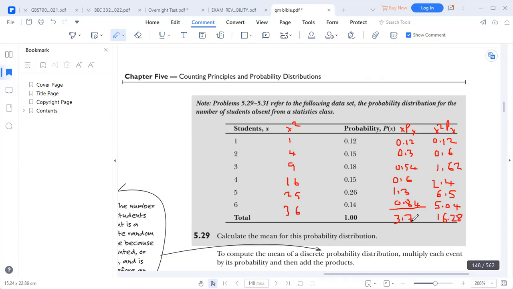So our mean is 3.7. Then when we square 3.7 and subtract it from 16.28, our variance, our mean is what? 3.7. Variance would be 2.5859. Then our standard deviation is when we square root the variance, which is 1.6.